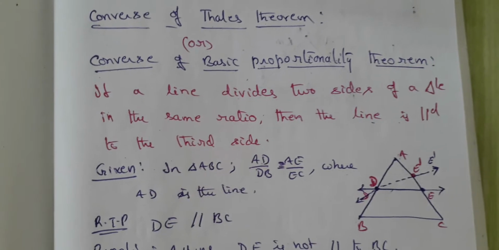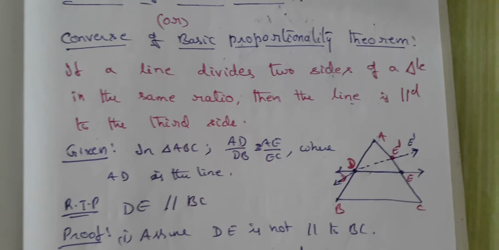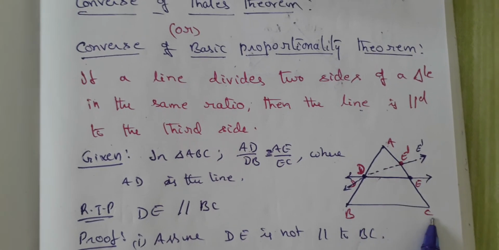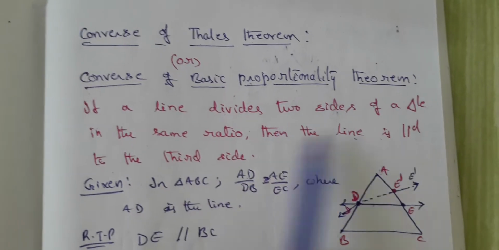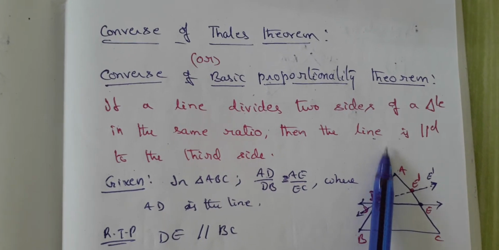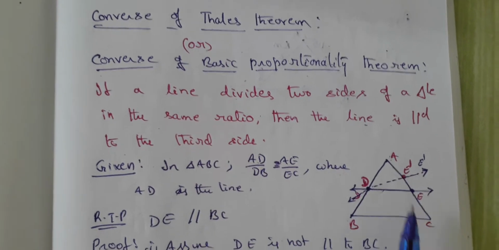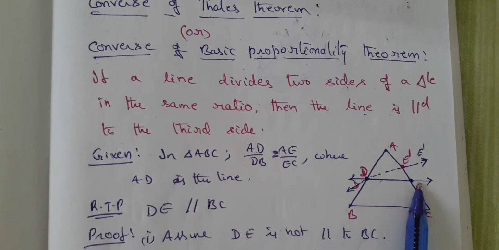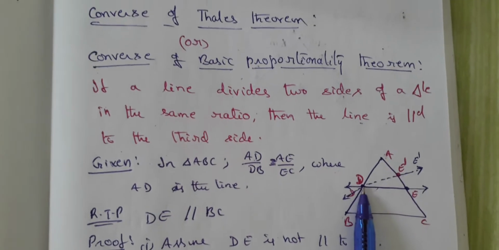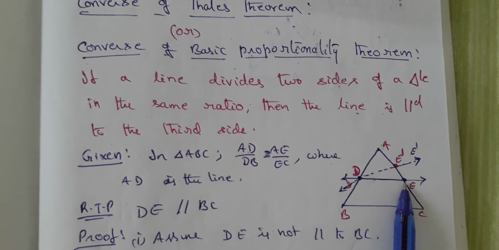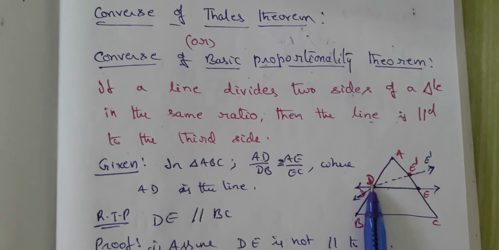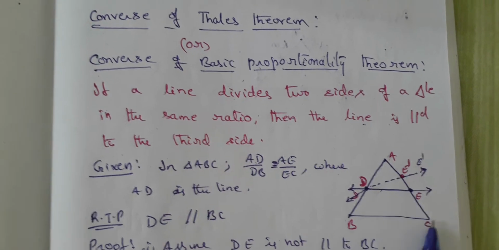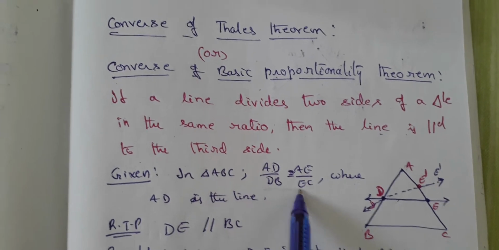So now let us try to prove it. Take a triangle ABC. And now, as per the given, a line is there which divides the sides in equal ratios. So let us suppose that DE is the line, which is touching AB and AC at D and E respectively. So as per the given, AD by DB must be equal to AE by EC. That is what we are writing as given.